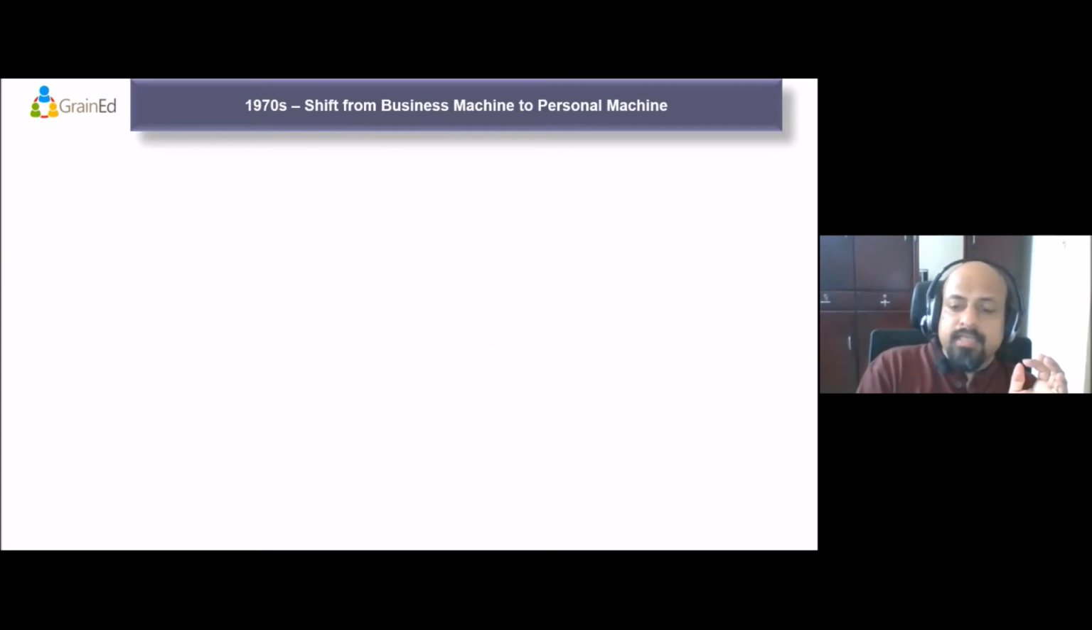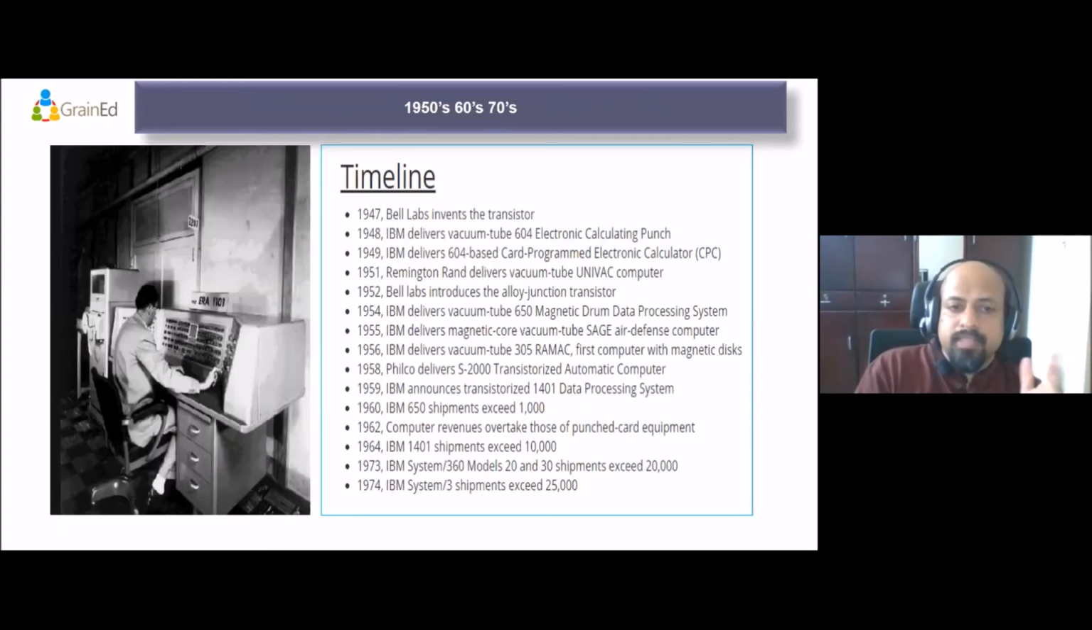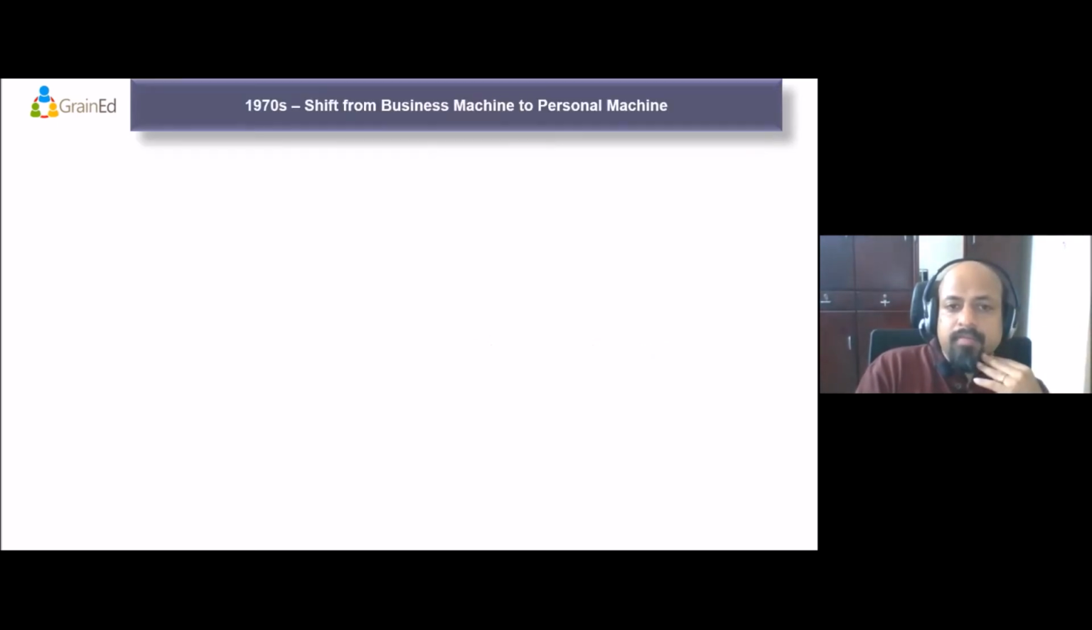And you can see the computer changing from different types. Earlier it was room size, and then now this is on top of a table. And then 70s, the shift from a business machine to a personal machine.